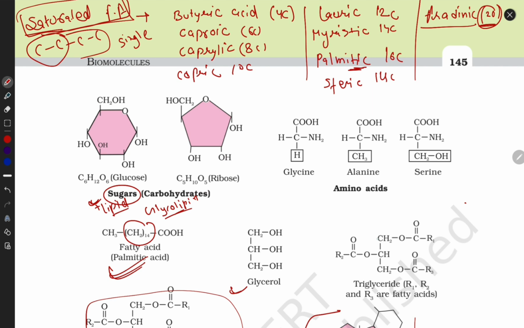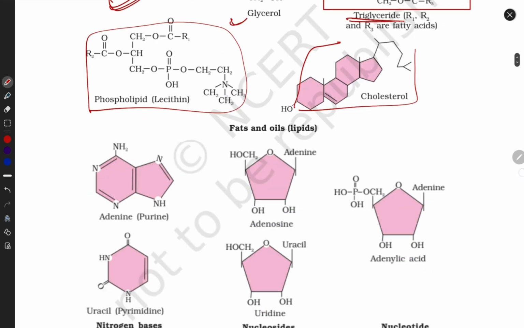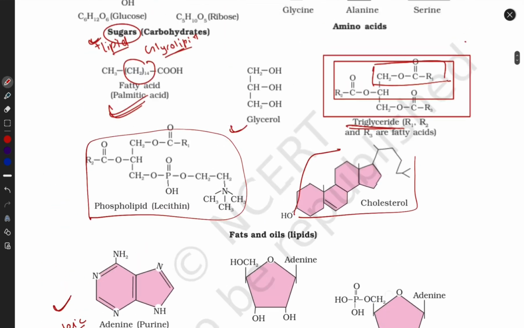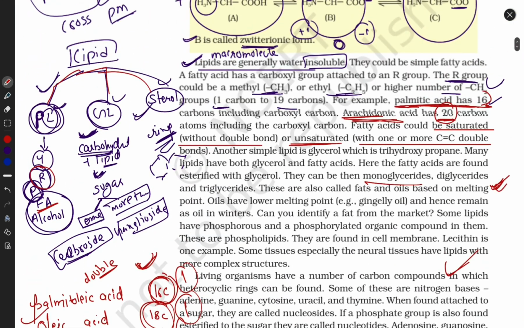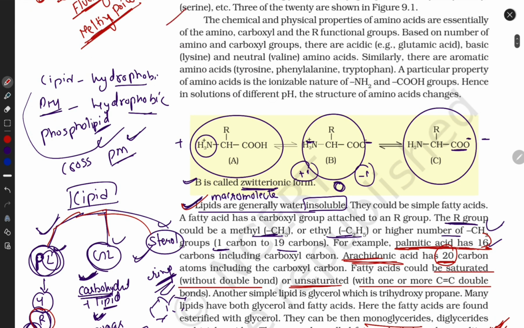Can I repeat again? If we take one chain, we call it monoglyceride; two chains, diglyceride; three chains, triglyceride. This is the arrangement of triglyceride. So guys, that's all about lipid. Next is nucleic acid, which I'm going to teach you in our next video. Relax guys, don't panic. Today I completed your lipid, in the previous video I completed amino acid, and in the next video we will complete nucleic acid.